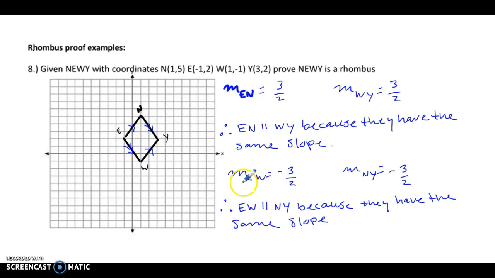And so since we proved that both pairs of opposite sides are parallel, we can say that this whole shape is a parallelogram. So I'm going to write that next. Based on the fact that both pairs of opposite sides are parallel, NEWY is a parallelogram, and you can use a symbol for parallelogram but no other quadrilateral, because both pairs of opposite sides are parallel.